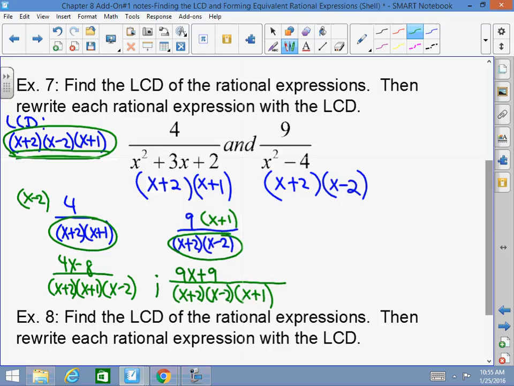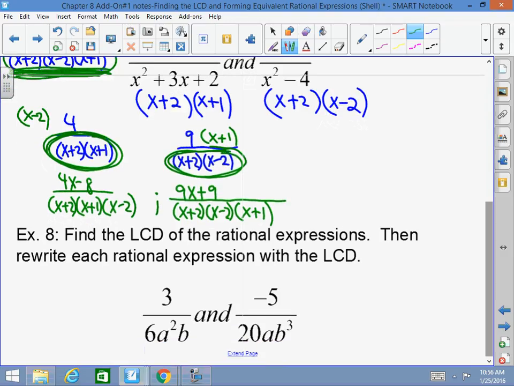Can you explain real quick why you multiplied the first fraction by x minus 2? Of course. What was this denominator missing in order to look like this LCD? It was missing the x minus 2. What was this missing in order to look like the LCD? It was missing the x plus 1. So whatever the LCD is missing, that's what I'm going to multiply to the numerator and denominator. Fantastic question. Thank you. If I wanted the undefined values, which I will not ask, you would find that before.